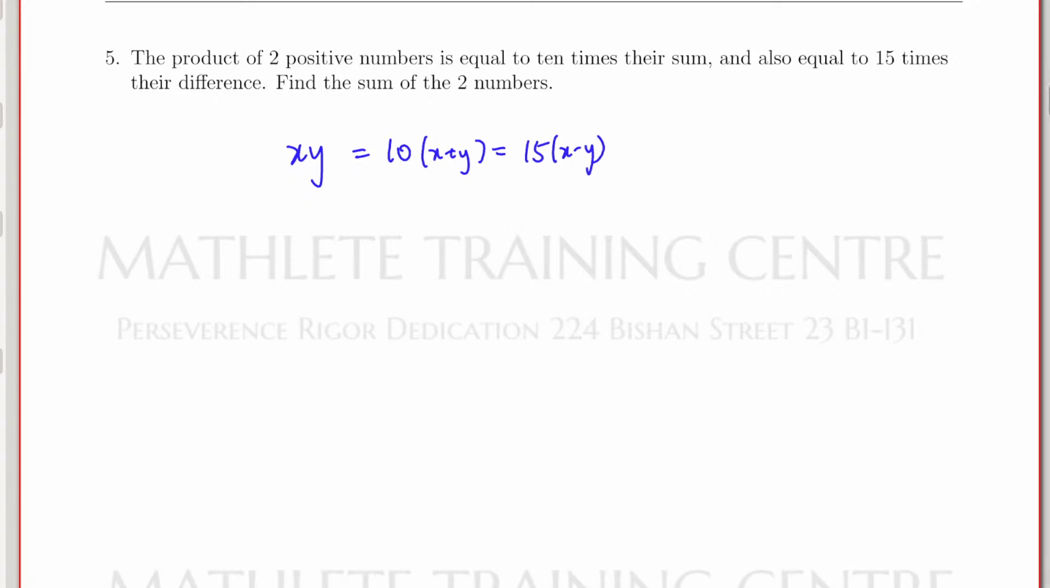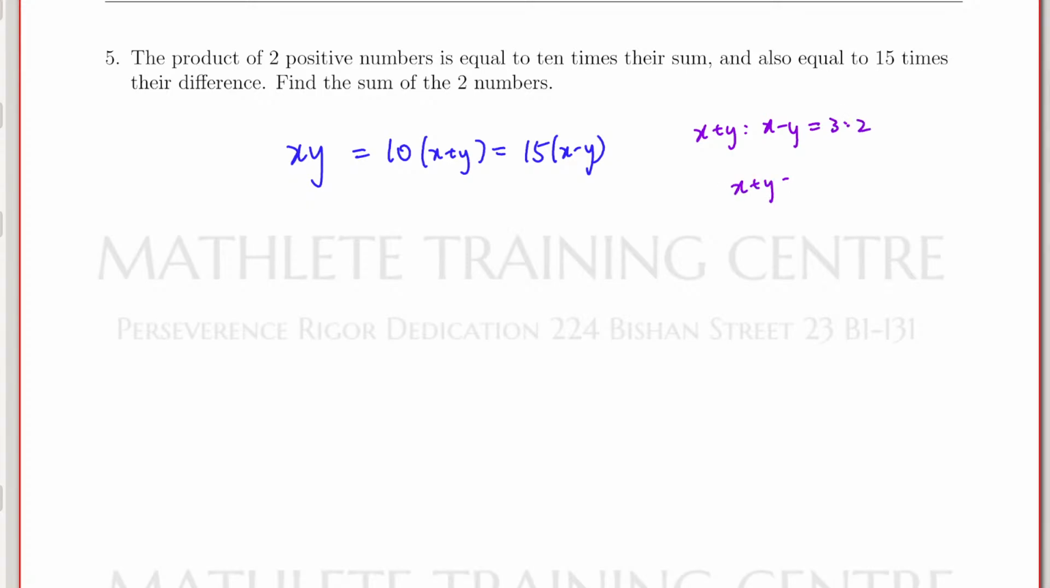Now, the one you actually want to start from is the one at the back, where they deal with the sum as well as the difference. Because what you can see here is x plus y versus x minus y. What's the ratio? The ratio is the opposite of the ratio of 10 and 15. This is 3 to 2.